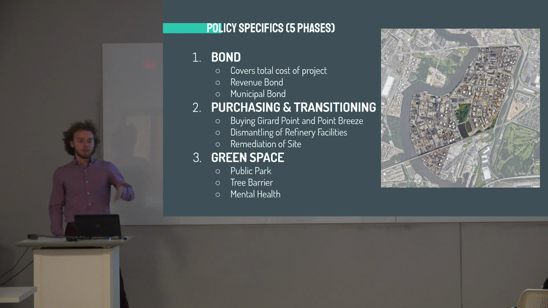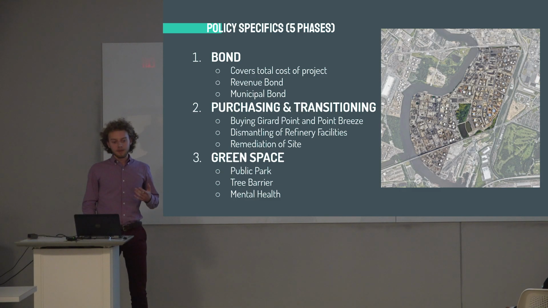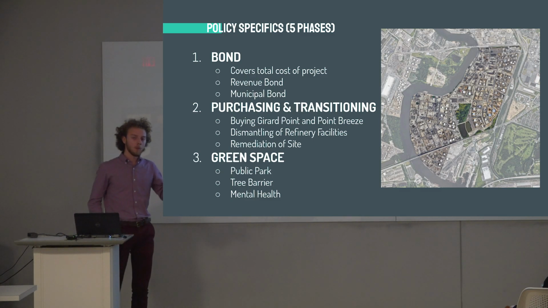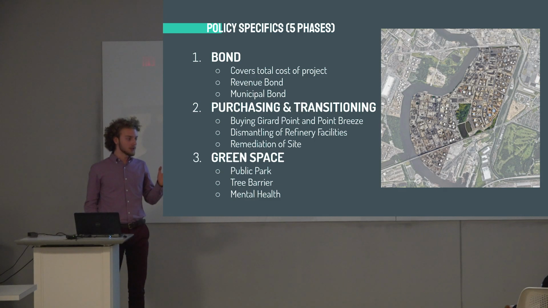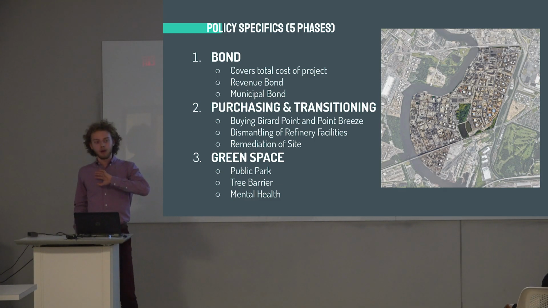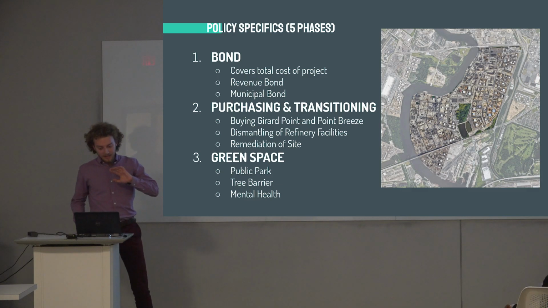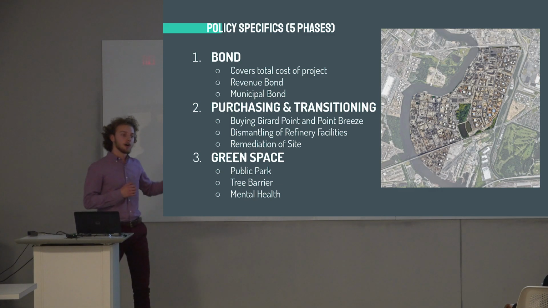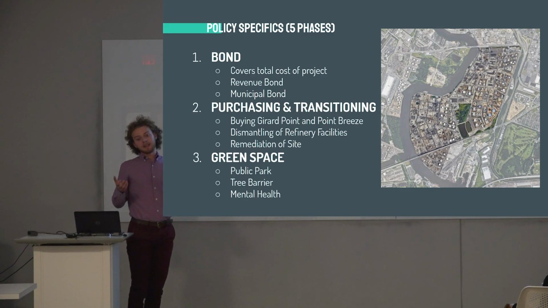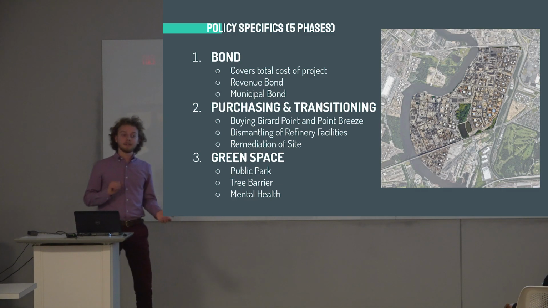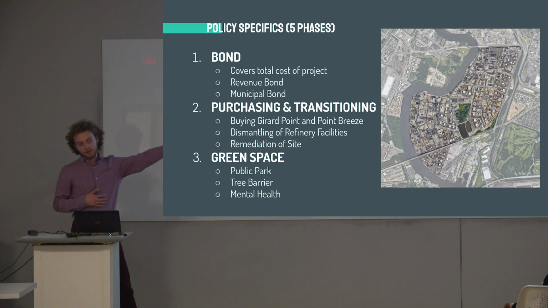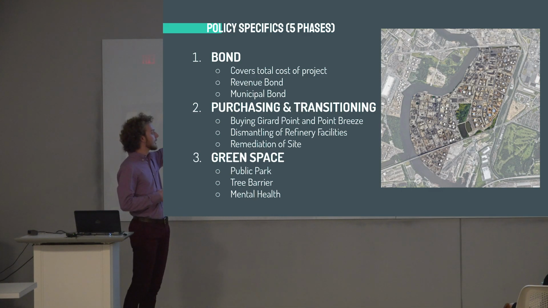We started with this bond the city's going to need to have passed, and it'll be a municipal revenue bond. It'll be for no more than $1.5 billion, and it will cover all the costs that the project will need. And this will first go to purchasing and the transition of the site. So the purchasing is expected to be at current taxable land value, about $50 million. And that's just the points on the map over here, just Girard Point and Point Breeze.